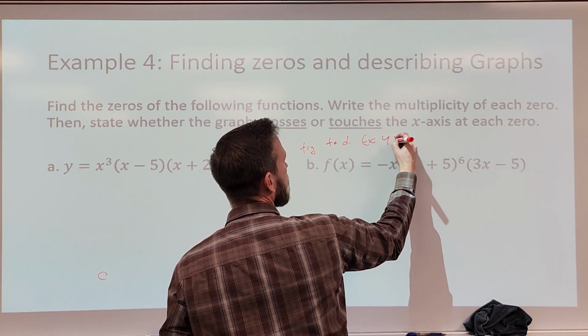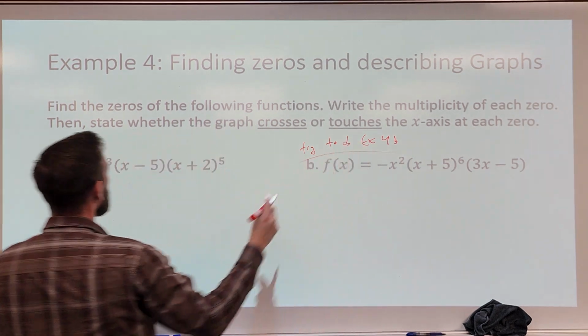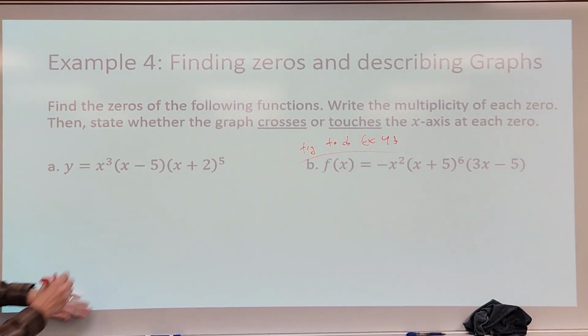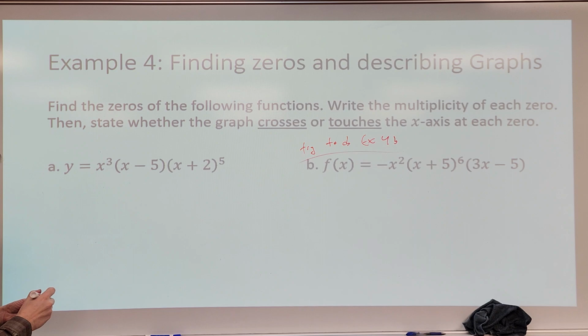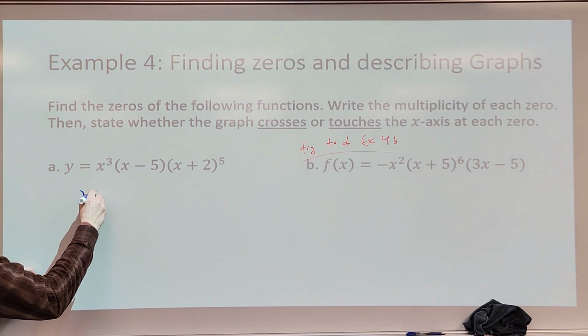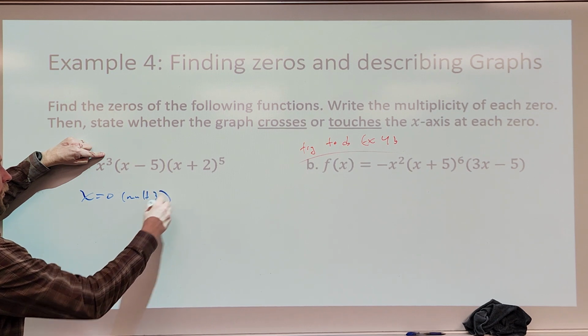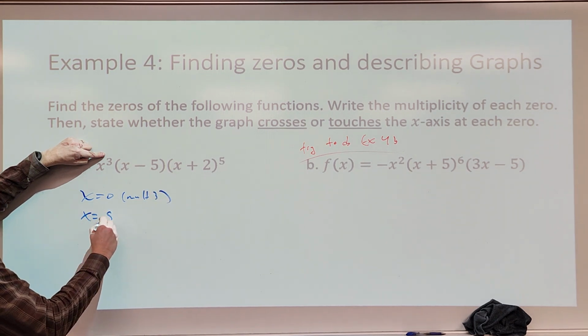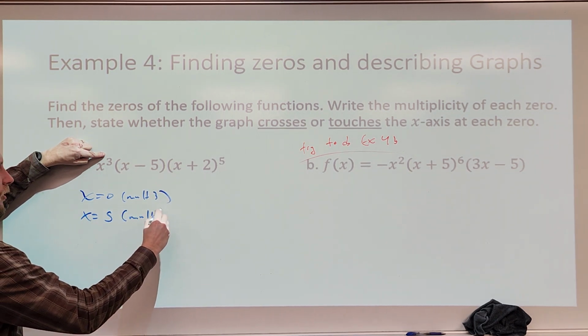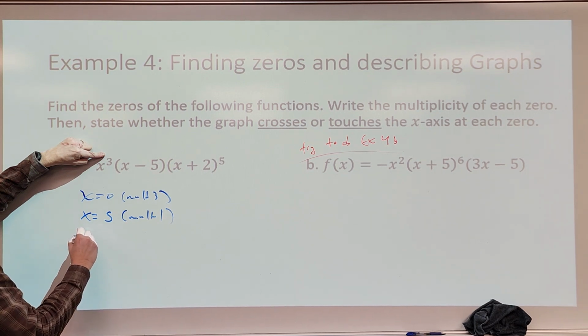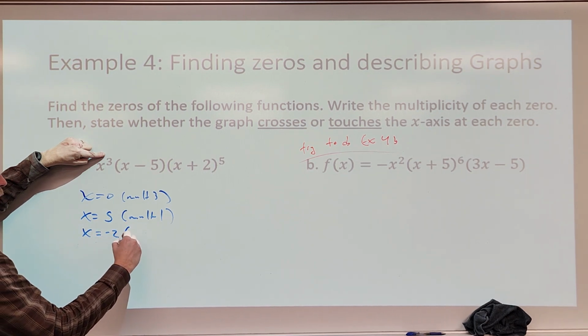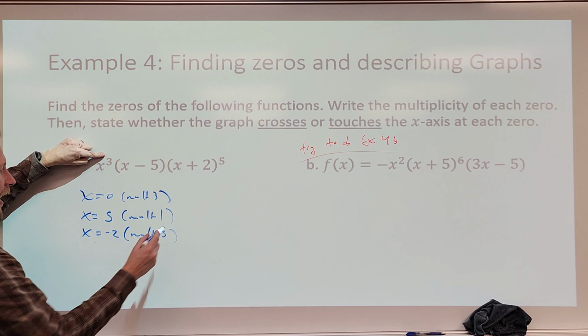Example 4b. All right, you're going to try to do that one. But for this, we're going to say that there are zeros. I'm going to use a different color here. There are zeros at x equals 0, multiplicity 3. Zeros at x equals 5, multiplicity 1. And a zero at x equals -2, multiplicity 5.